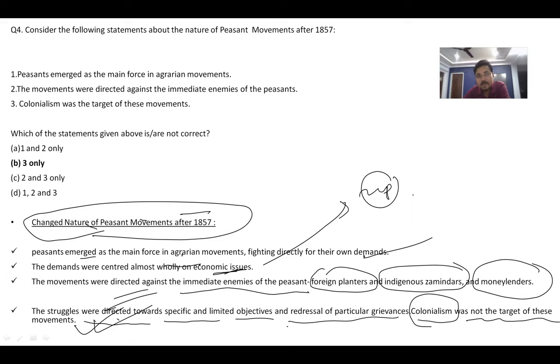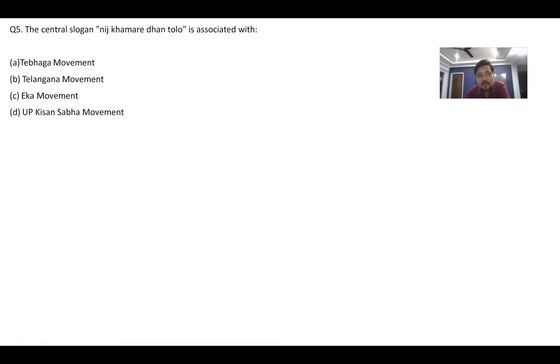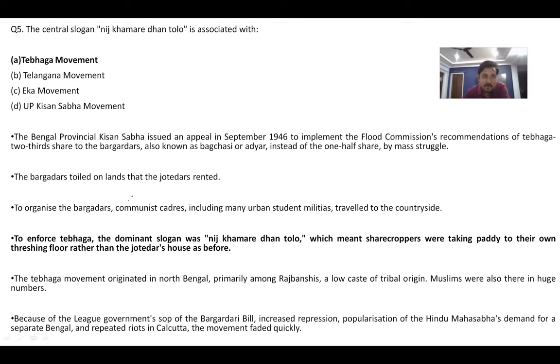Okay, next question: Nij khamare dhan tolo is associated with which movement? The options were Tebhaga, Telangana, and UP Kisan Sabha movement. So the answer is the Tebhaga movement. The Bengal Provincial Kisan Sabha issued an appeal in September 1946 to implement the Flood Commission's recommendation of Tebhaga, that is, two-thirds share to the vargadars, also known as Bargadars or Adhiyars, instead of one-half share, by mass struggle.